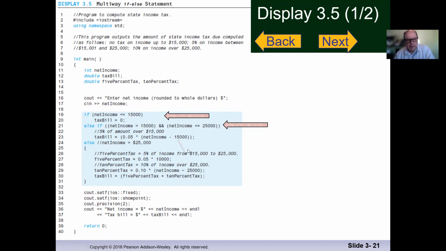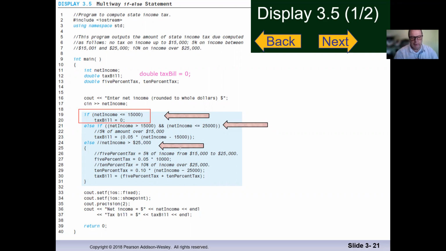Now, let's think about this. If I put this tax bill equal 0 when I declare my variable, so if in here I had something like double tax bill equal 0, then I don't even need to check this one at all, because it's already there. I don't need to set it.